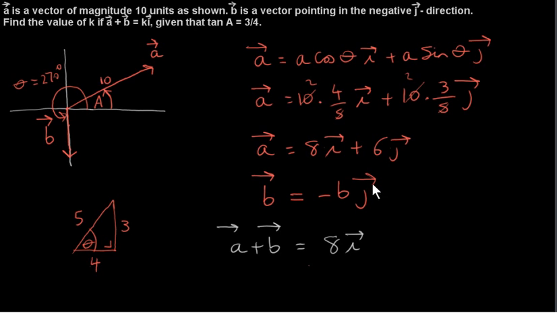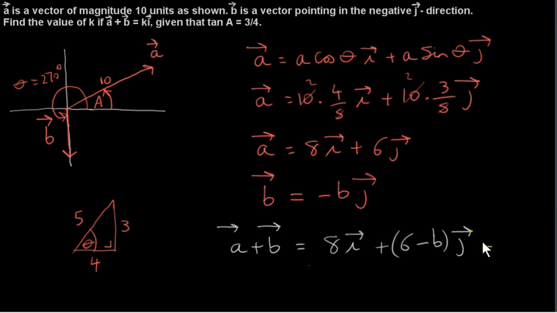Now look at the j components. We take the j components and add them together. So we have 6j minus bj. Of course, we can factorize out the j and write this as 6 minus b times j. So that's just addition of vectors. Add the i components, add the j components.